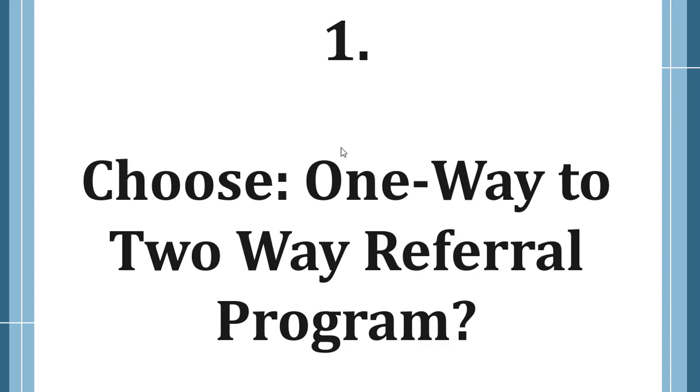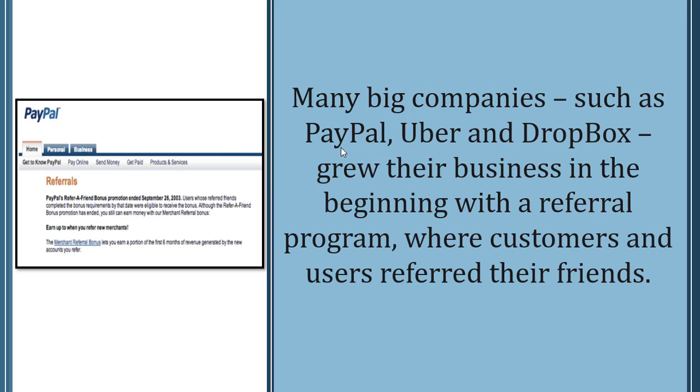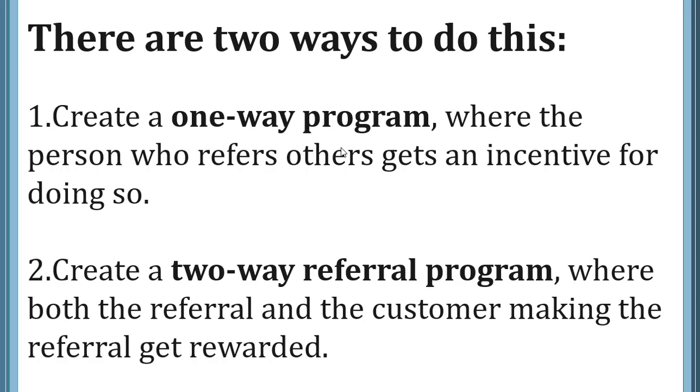Number 1. Choose a one-way or two-way referral program. Many big companies such as PayPal, Uber, and Dropbox grew their business in the beginning with a referral program, where customers and users refer their friends. Now, there are two ways to do this. Number 1, create a one-way program where the person who refers others gets an incentive for doing so. And 2, create a two-way referral program where both the referral and the customer making the referral get rewarded.